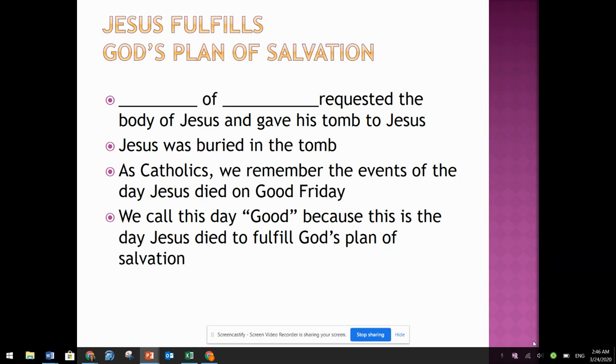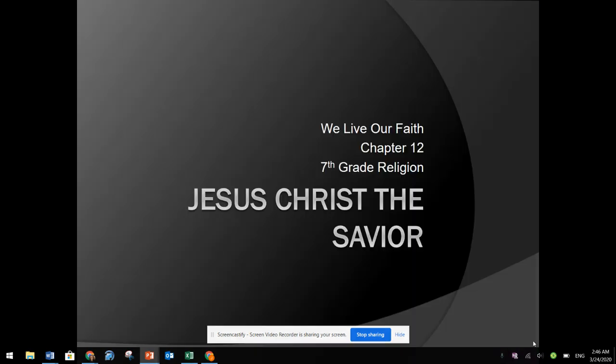Jesus. The reason we say good is because it's the salvation for humanity, the restoration of humanity with God, the restoration of our relationship with God through Jesus. Moving on.